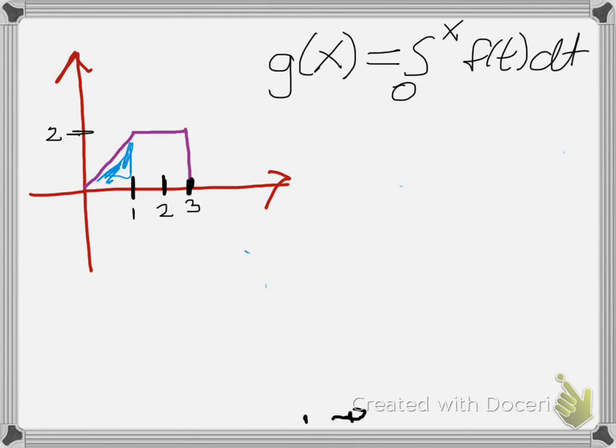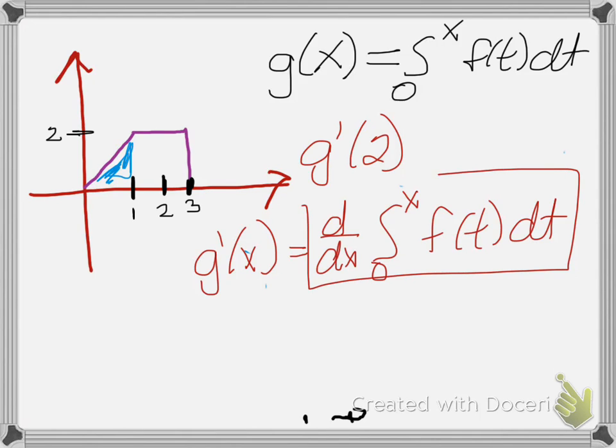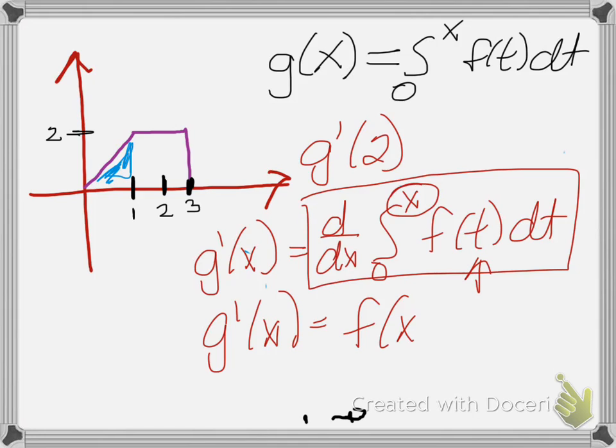Okay, so let's say that I'm asking for g prime of 2. Okay, you can't find g prime of 2 until you find g prime of x first. So you already have g of x, you need g prime of x. So I could just add a prime onto the left side, but if I add a derivative on the left side, I have to add a derivative to the right side. Okay, now this is the second fundamental theorem of calculus. So that means that you just take this upper limit and you put it in wherever you see a t. So therefore, g prime of x is equal to just f of x.